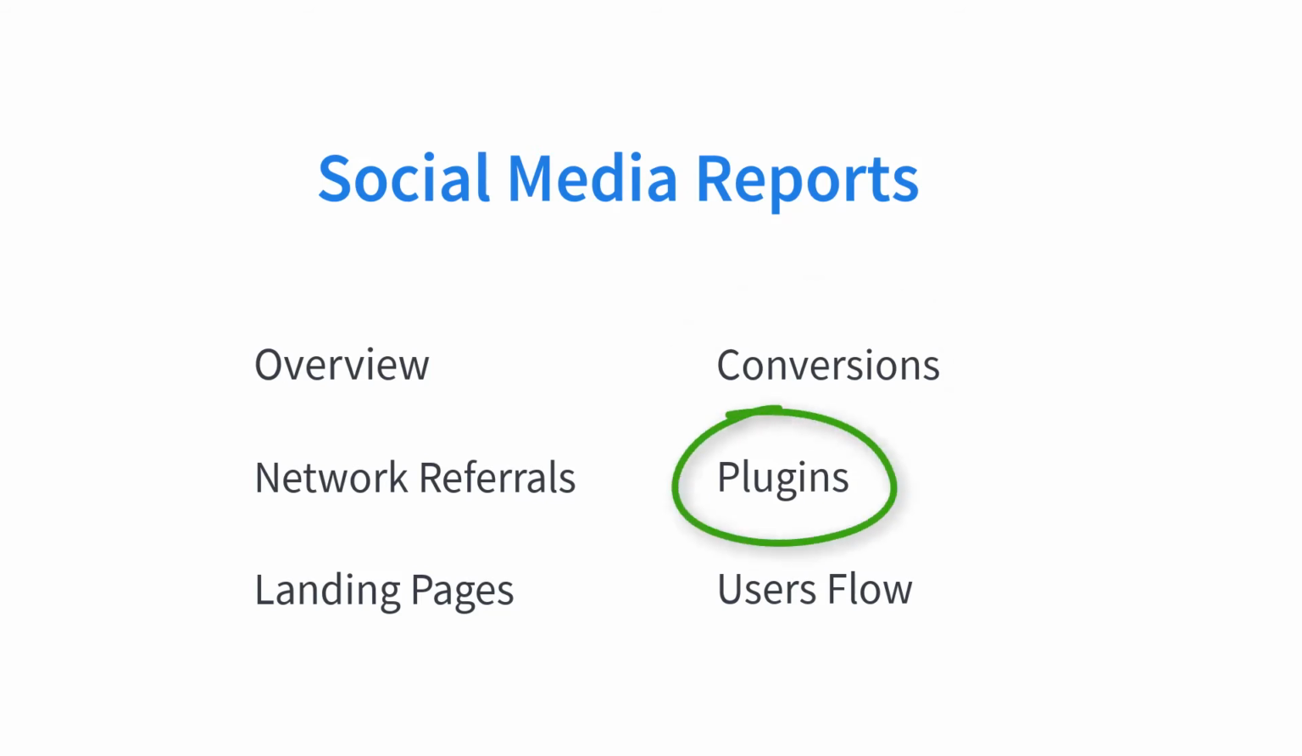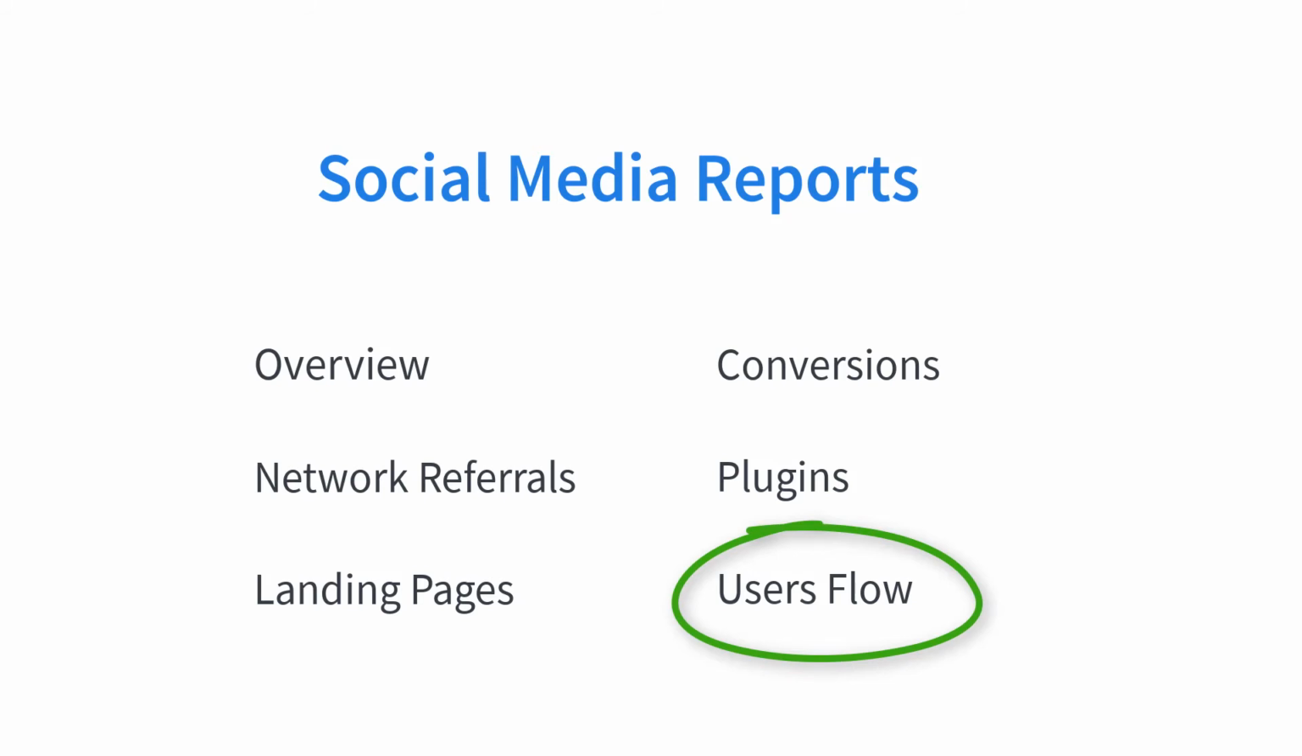The plugins report shows you which social widgets on your website are utilized the most. This data is not automatically collected. You need to add events to your social plugins to track this, and Google has a guide to configure those social interactions, and that link will be included in the show notes as well. And then lastly, the user's flow report gives you a visual graph that illustrates where users went on your website when they came from various social networks. This gives you a nice idea of what type of content works best for which network.